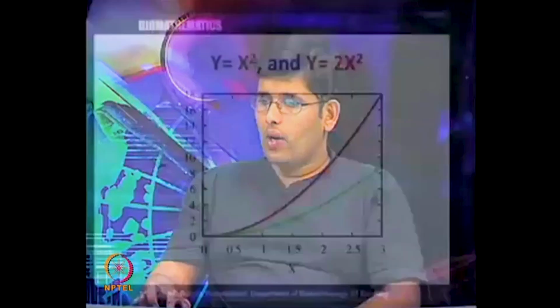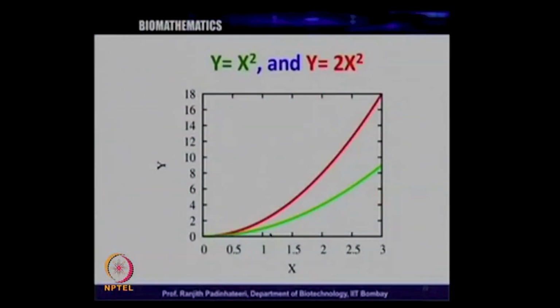So, when y is equal to x square, you have this green line here, which is y equal to x square, and the red line is y equal to 2x square. As you expect, y equal to 2x square goes above y equal to x square, because these red values are twice that of the green values.